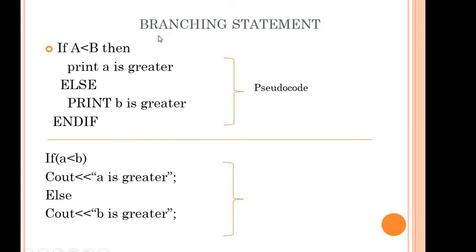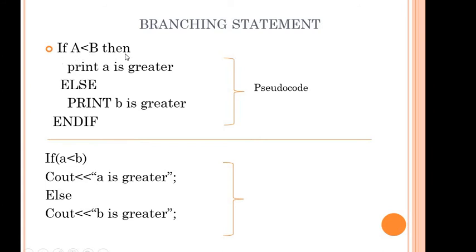The branching statement is given in the programming structure here, and here it is given in the pseudocode format. First we see the programming structure. If A is less than B, we have to print A is greater, otherwise B is greater. We are familiar with this. After seeing this first, we are moving to the pseudocode now. The same thing is given in the format of pseudocode here.